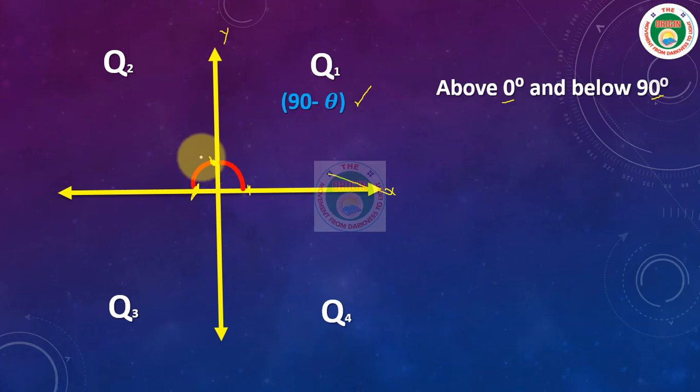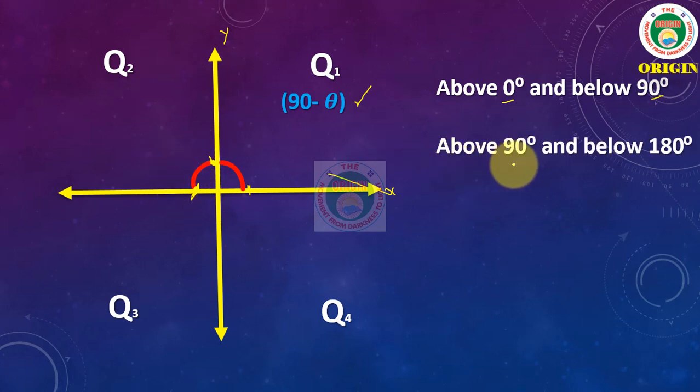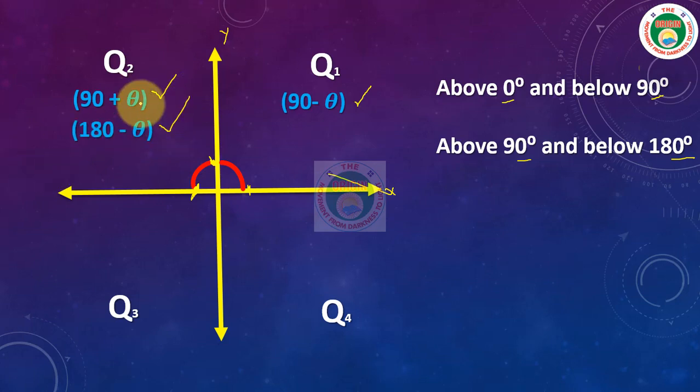So up to here he made a 180 degrees angle. That means above 90 and below 180. Two conditions we are taking here. Above 90 means 90 plus values, and below 180 means 180 minus values. So the angles 90 plus theta and 180 minus theta are satisfied in this quadrant.